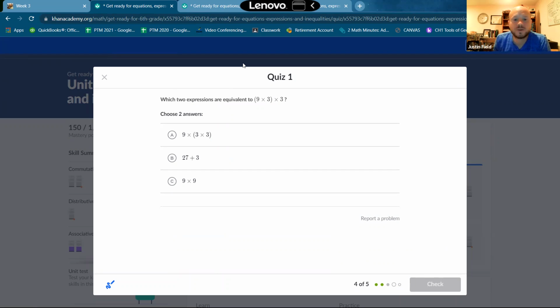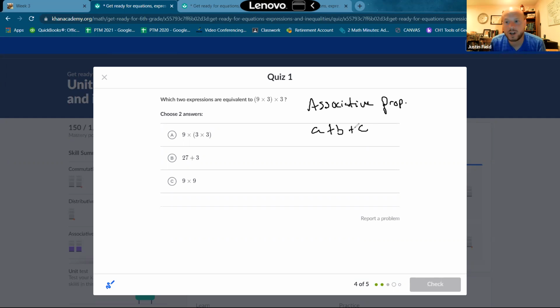Which two expressions are equivalent? Now this one we should write down. This is called the associative property. Associative property. That means you can change the order in which you do 3 things. So A plus B plus C. What do you add first? We can add A plus B first, or you could be crazy and add B plus C first, and it would be the same thing. And that also works with multiplication.